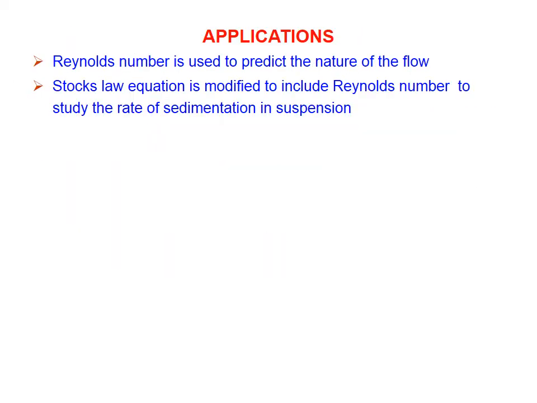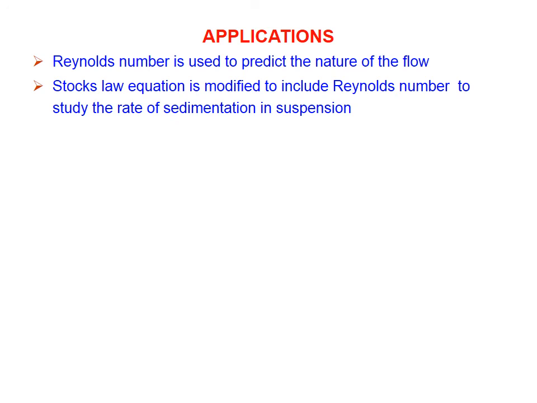And lastly, the application of the Reynolds number. So we already know Reynolds number is used to predict the nature of the flow, whether it is turbulent or laminar or transition. This is the main application of the Reynolds number. And lastly, the Stokes solution equation is modified to include Reynolds number to study the rate of sedimentation in suspension. That means to determine the rate of sedimentation in suspension, sometimes in the Stokes law equation the Reynolds number is also used.